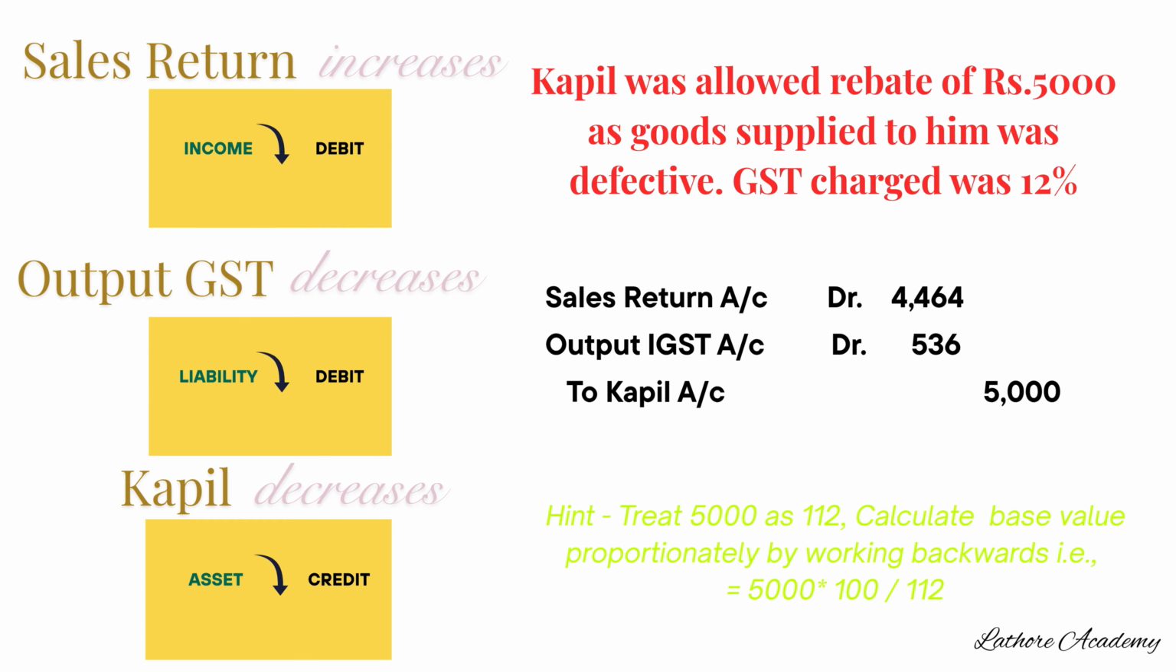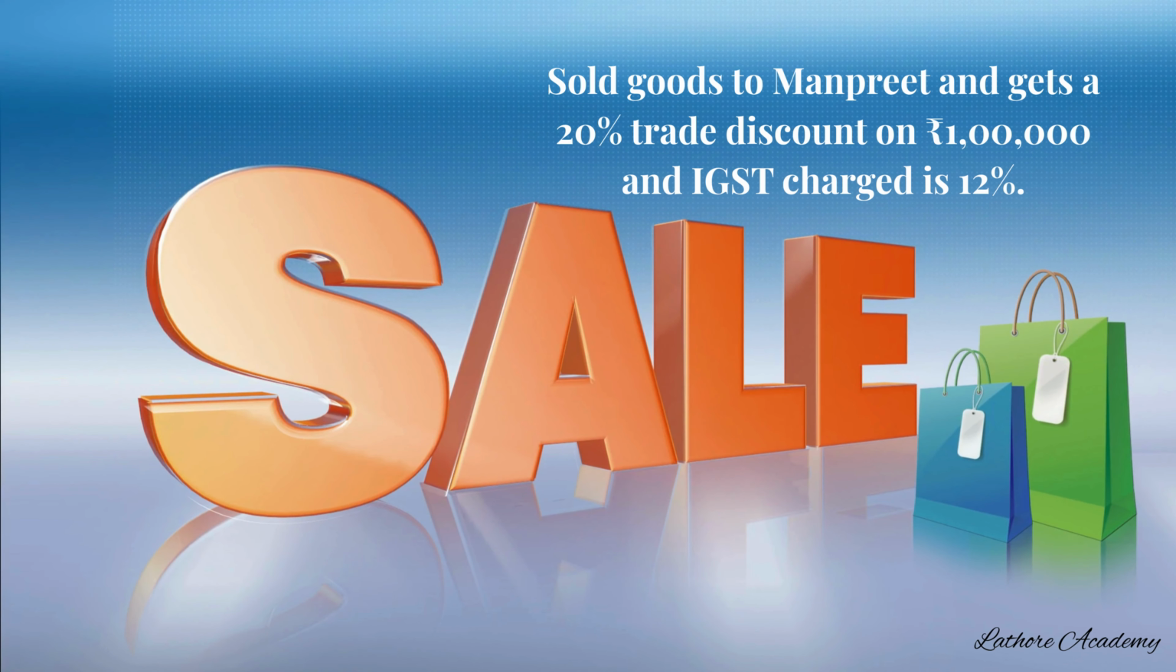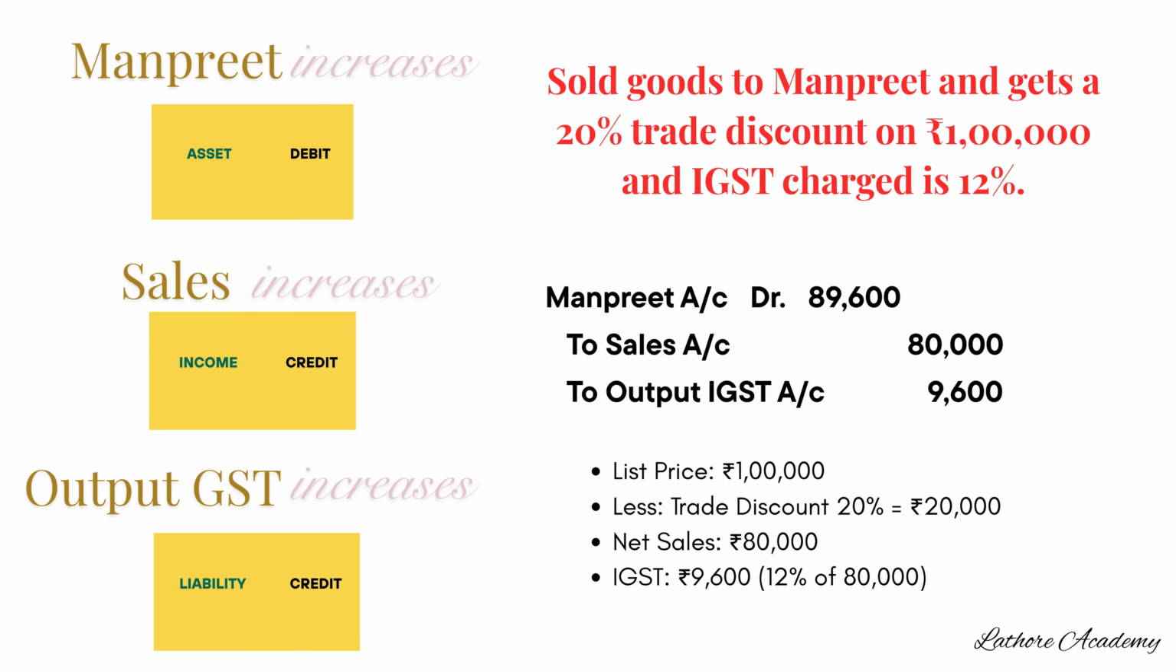Moving on to the next transaction, wherein goods were sold to Manpreet for 1 lakh rupees at a trade discount of 20% and IGST at 12% charged. So the list price here is 1 lakh rupees. The trade discount comes to 20,000 rupees because 20%, and the net sale value is 80,000. On that, if we charge 12% IGST, being an interstate transaction, it comes to around 9,600. So 12% of 80,000 is 9,600. So the journal entry will be Manpreet account debit 89,600, to sales account 80,000 and to IGST account 9,600.